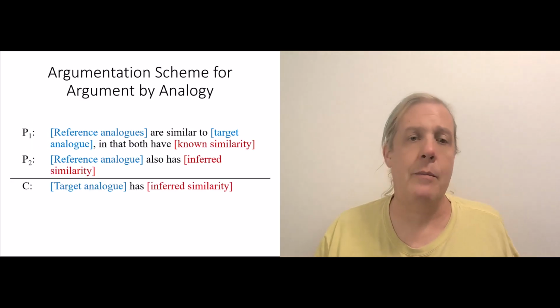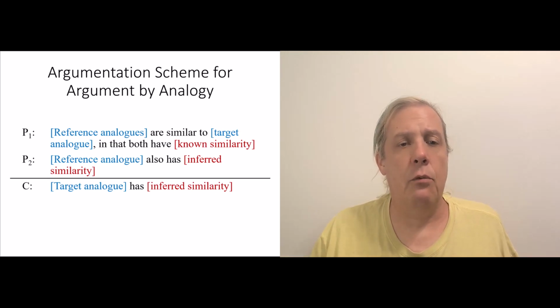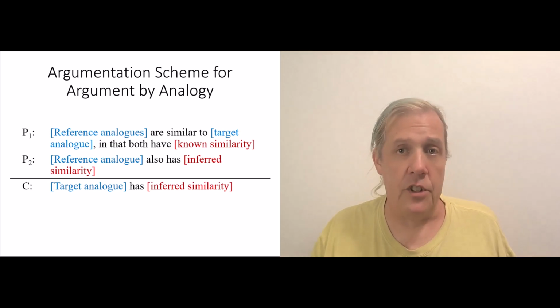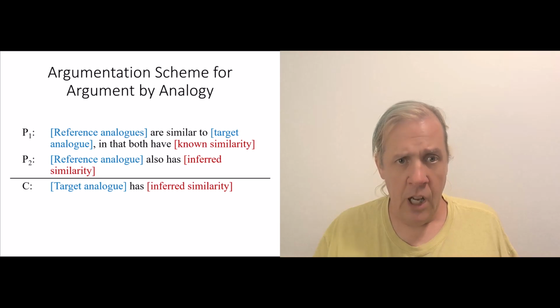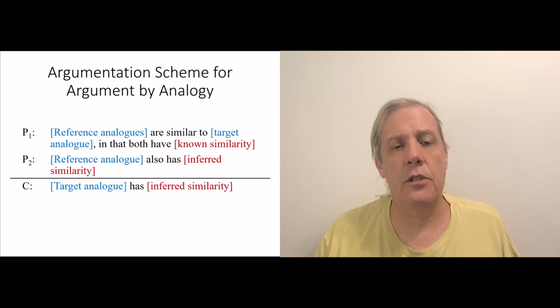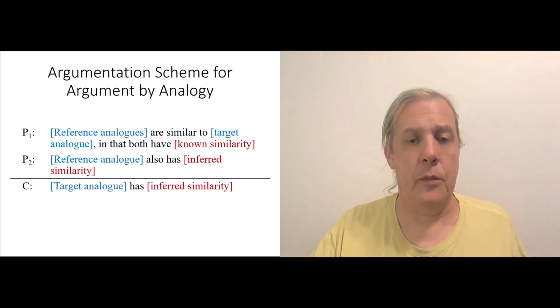You had two premises. The first asserted that the reference analog and the target analog share a known similarity or set of known similarities. The second premise says that the reference analog has the inferred similarity, and the conclusion says, therefore, the target analog has that inferred similarity.